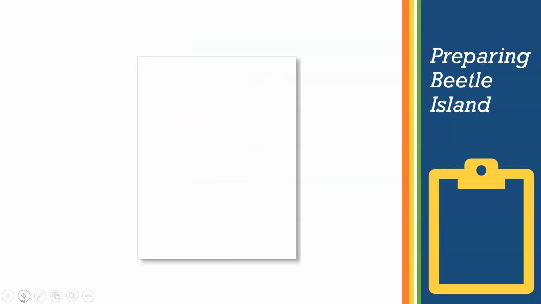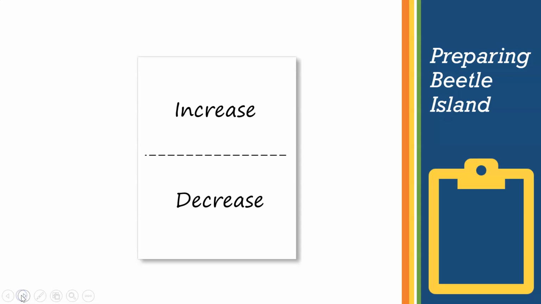Now take the second piece of paper and fold it in half. In one box, write increase, and in the other, write decrease. Cut out these strips using your scissors. Pause this screencast now and do this.